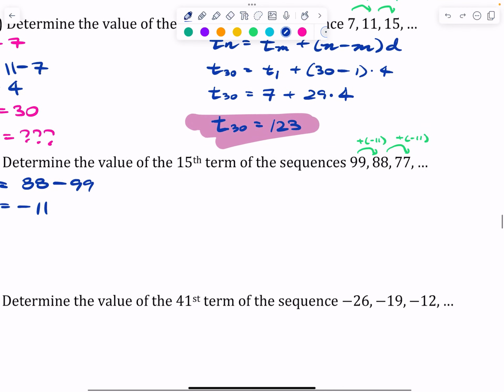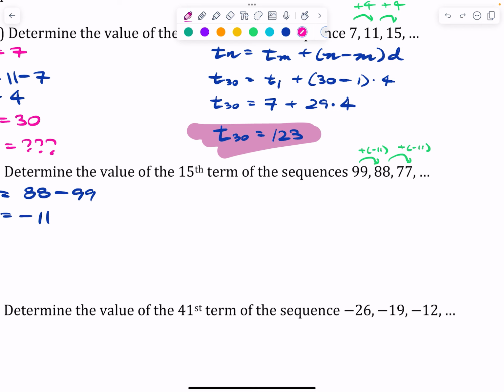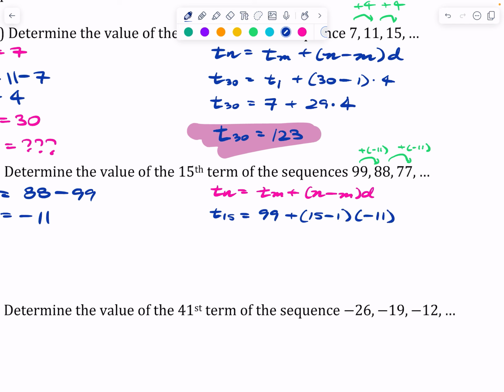And then from here, plugging into the formula. Formula says Tn is Tm plus N minus M times D. So T15 is equal to 99 plus 15 minus 1 times the difference, which is negative 11. You do that, you've got 2 out of 2 with an E1 simplification error.